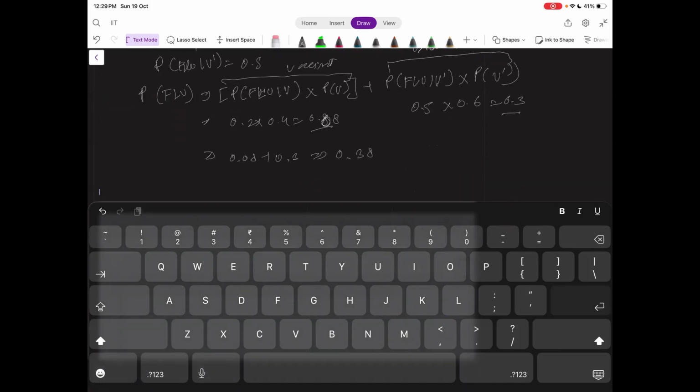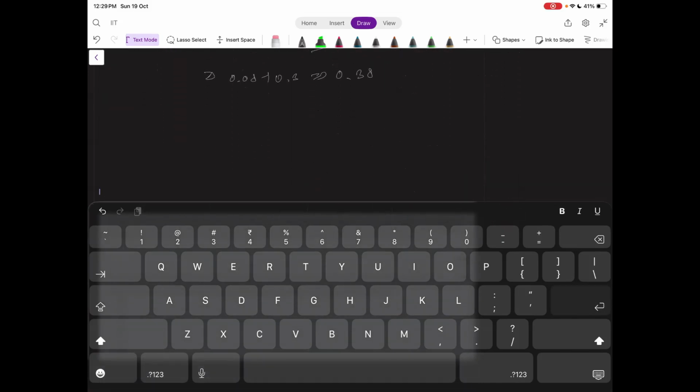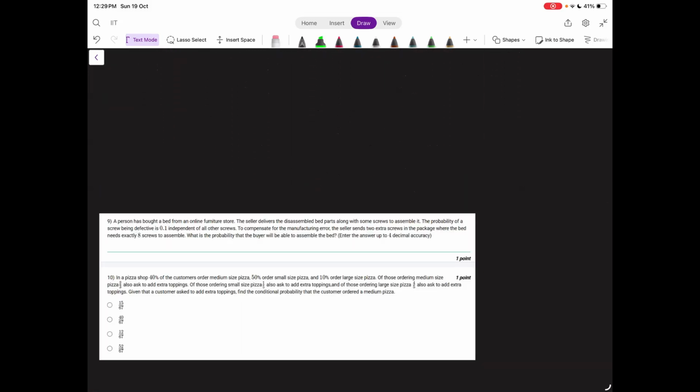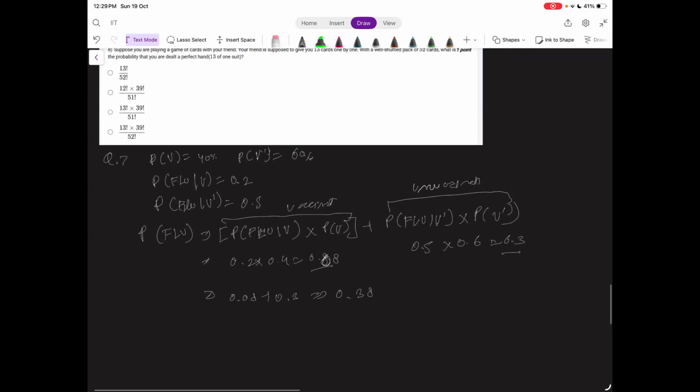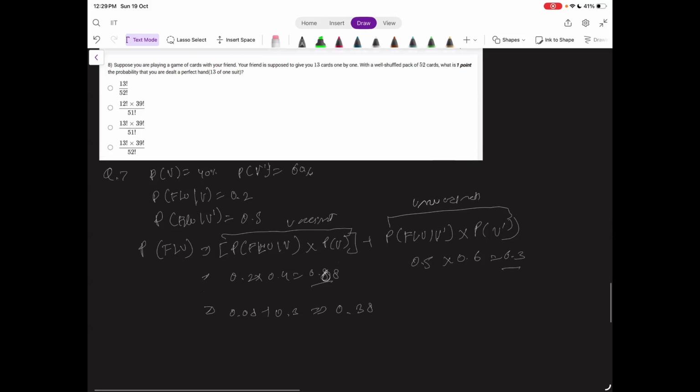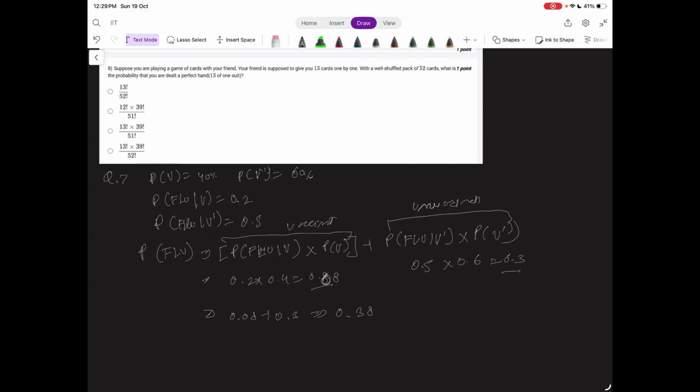I hope this makes sense. It's just the law of total probability. This is, again, a formula, very basic from your high school course. So you have 2 groups. You add the individual probabilities of those 2 groups. And then we have the law of total probability.